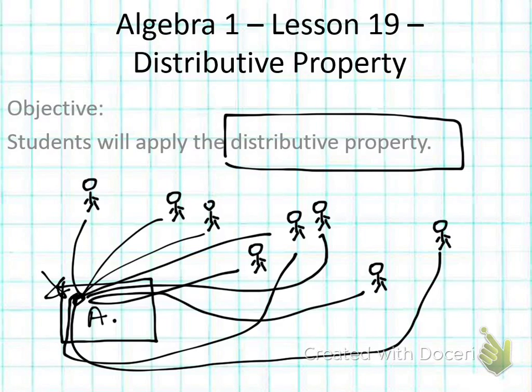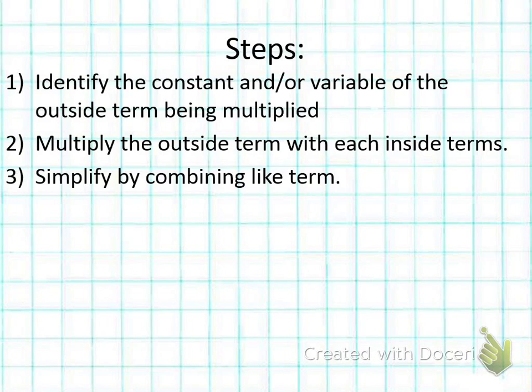That's the big idea. Here are the steps for today. 1, identify the constant and a variable of the outside term being multiplied. 2, multiply the outside term with each of the inside terms. And 3, simplify by combining like terms. I'm supposed to say terms here. Let me fix that. Okay.